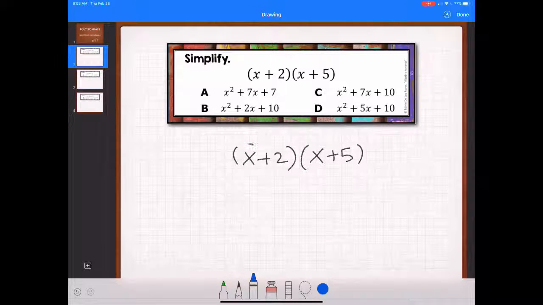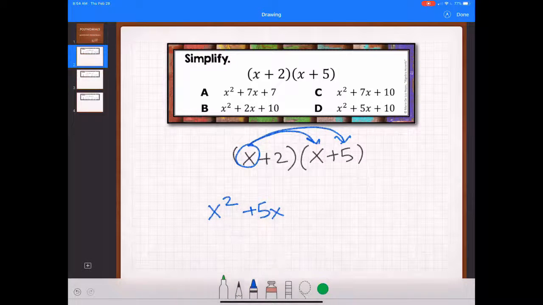You're going to distribute this first term right here, multiply it in. So x times x gives you x squared. And then you're going to distribute it again to the next term. So x times positive 5 is positive 5x.